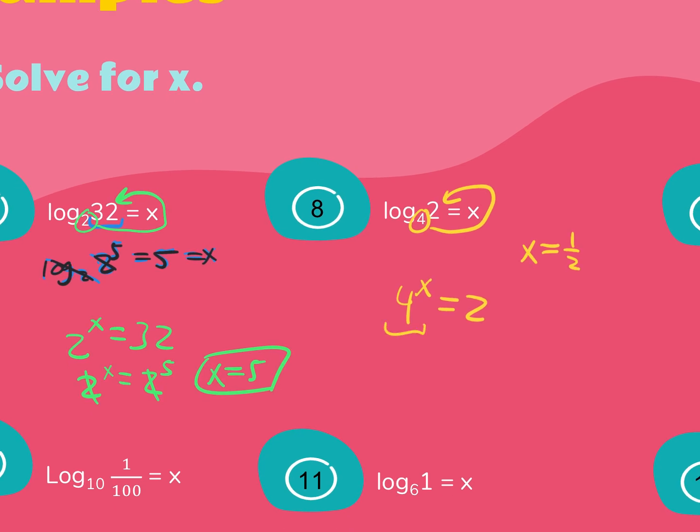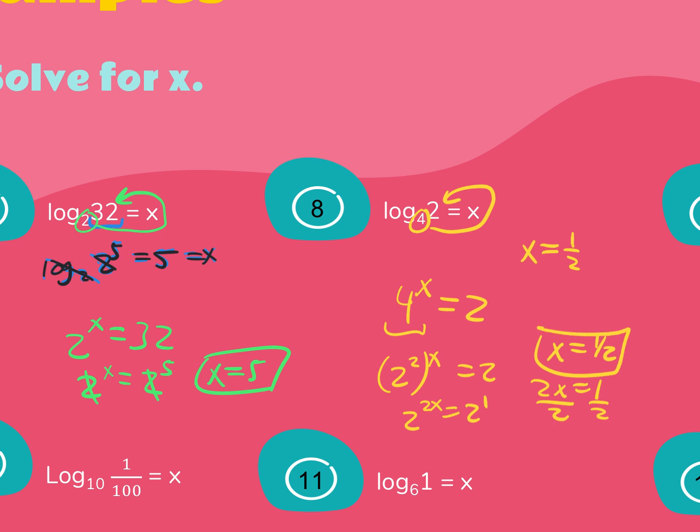So you can use the one-to-one property. 4 we can change to 2 squared, so (2 squared) to the power of x equals 2, and then you get 2 to the 2x equals 2. And then what do we need to raise 2 to the power of to get a 2? It's going to be 1. This is the same as 2 to the first power. So we get 2x equals 1, and then you divide both sides by 2, and you end up with the same answer of x equals 1/2. So either way, you get the same answer.